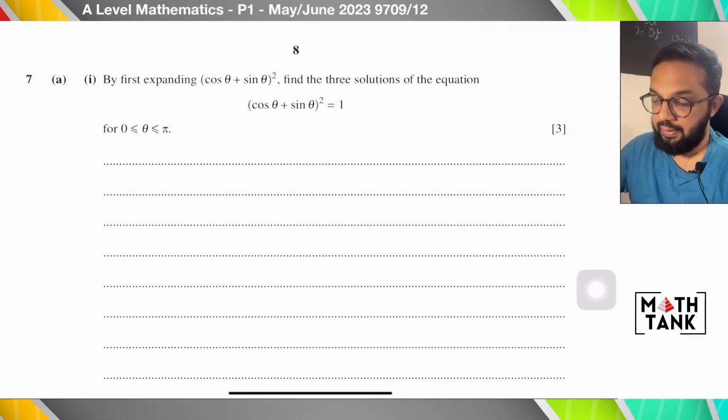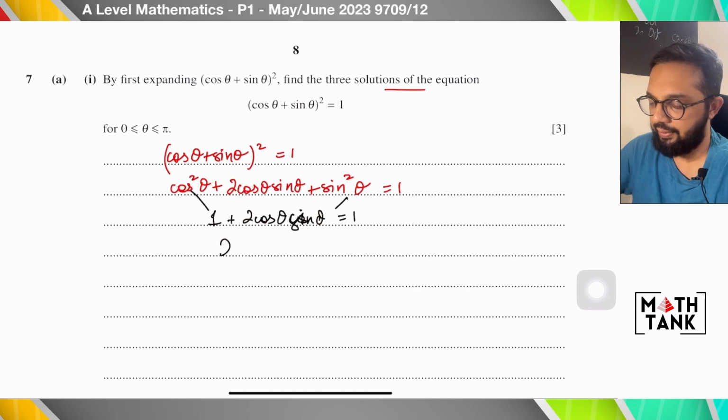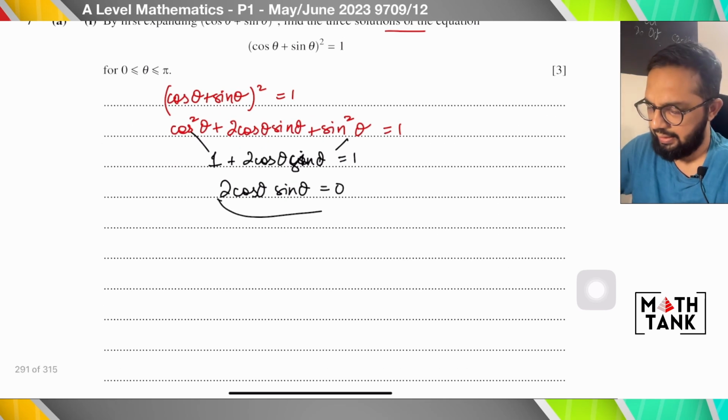Question number 7 says, by first expanding cos theta plus sine theta whole squared, find the 3 solutions of the equation. So in order to do this expansion, I will say cos squared theta plus 2 cos theta sine theta plus sine squared theta, a squared plus 2ab plus b squared. So this and this add up to 1. This becomes 2 cos theta sine theta equals 1, so 2 cos theta sine theta equals 0. 2 goes on the other side and gets divided, and then I can say that either this equals 0 or that equals 0.